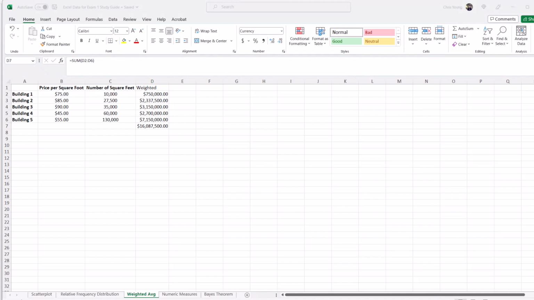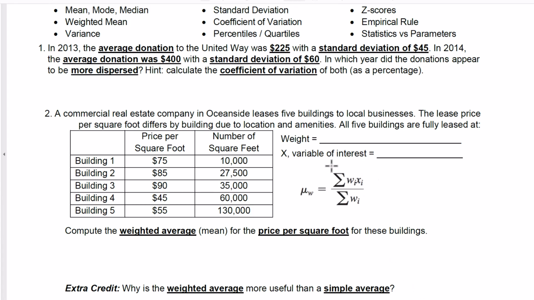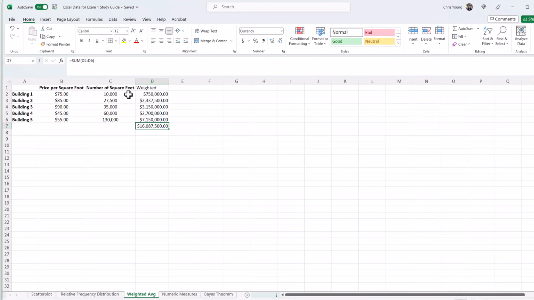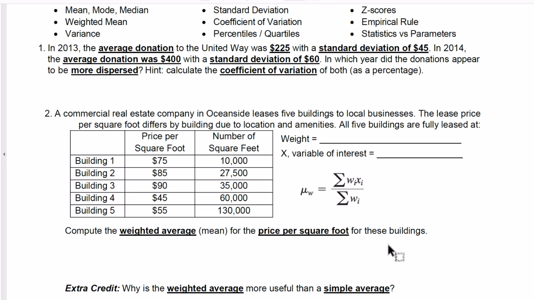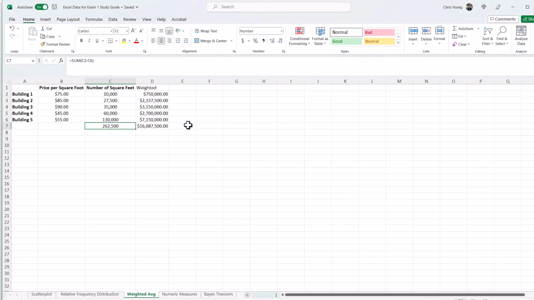So all of a sudden, we already have our numerator. The only thing we need in order to get our weighted average mean is to sum up the weights. The weights, we know, are the square footage of the building. So I can use my auto sum button here, and now this is the sum of the weights, or W. To get the weighted average mean, it's simply that divided by that. In Excel, that becomes quite easy to do. We just say equals this divided by this.